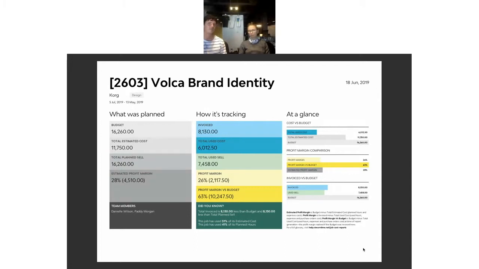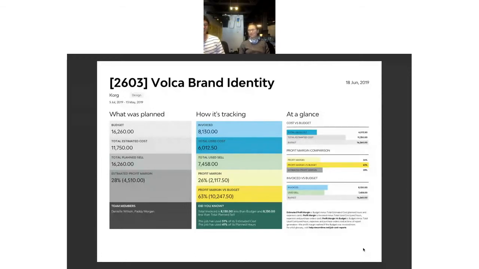That profit margin is the invoiced amount minus the total used cost of the project. So it's the difference between the entire amount that the client's going to be paying you and what you have paid for this job. So it's essentially the amount that you'll take home at the end of the day and can put towards fun things like, I don't know, team lunches, dinners, merch.